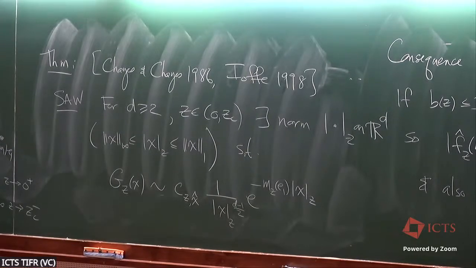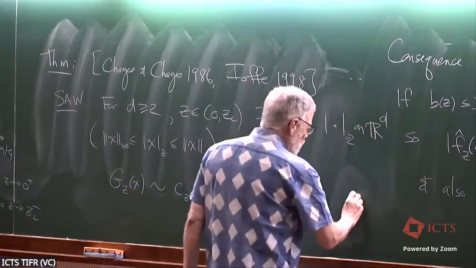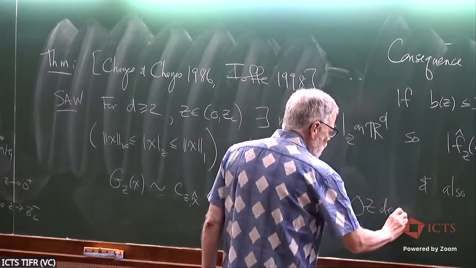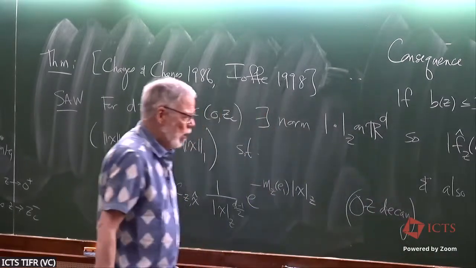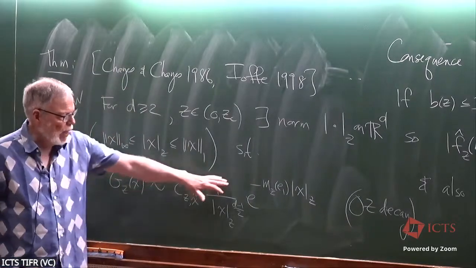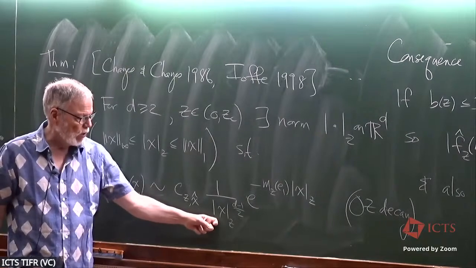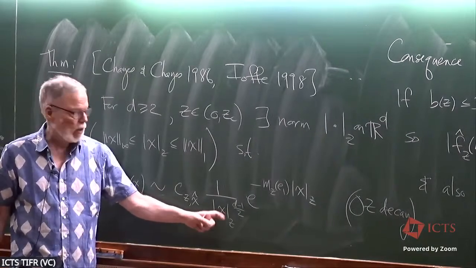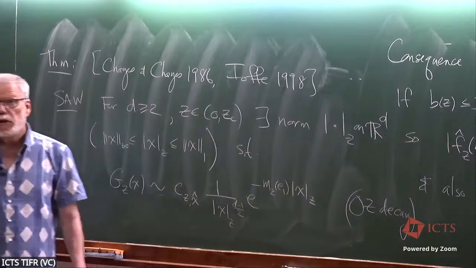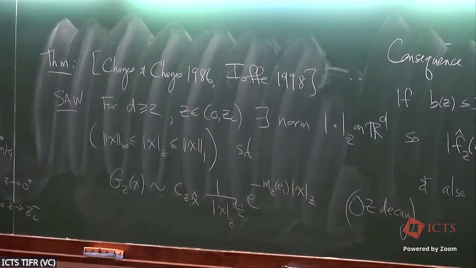And this decay is what's known as Ornstein-Zernike decay. So you have the exponential decay, but what really makes it Ornstein-Zernike is this 1 over |x| to the (d minus 1)/2. This power (d minus 1)/2 is sort of the hallmark of Ornstein-Zernike decay.